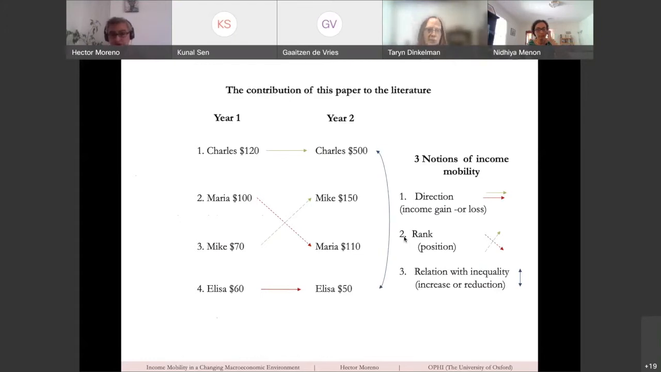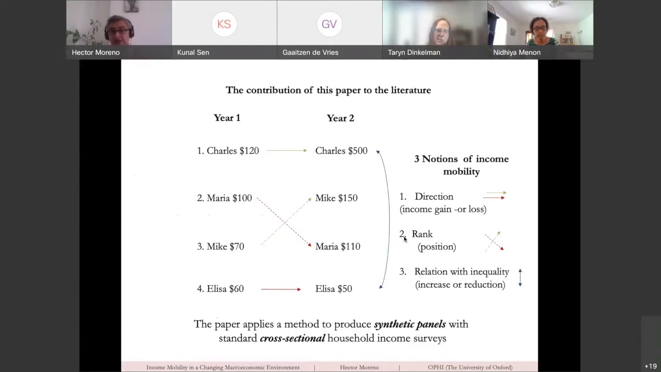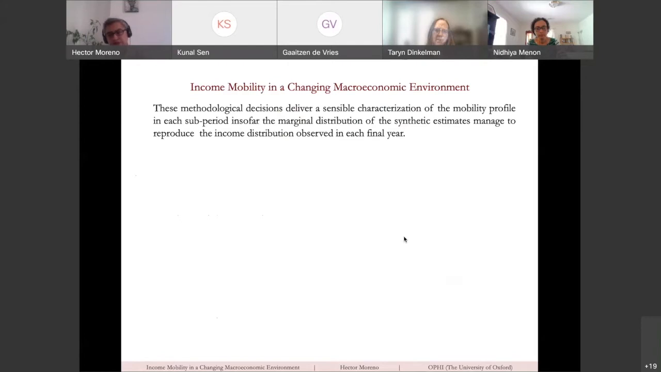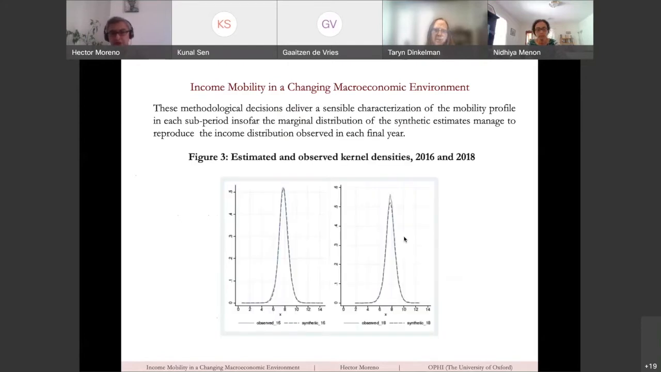So the contribution of this paper to the literature is that we are able to perform this precisely in the absence of panel data. So basically, we exploit cross-sectional household income, and we apply the methodology of synthetic panels that are based on matching and calibration techniques. I'm not going to spend time on describing this methodology. Let me show you that these results are encouraging.